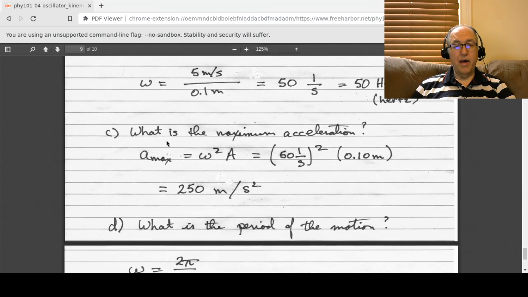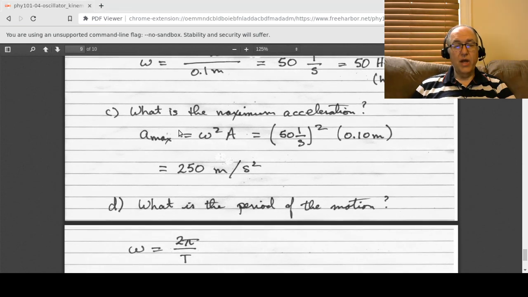And again, if you take a look above, you'll see an equation that relates A max, the maximum acceleration, the amplitude, and the angular frequency: A max is equal to omega squared times A. Okay, and we know omega and we know A, so we can plug in. Omega is 50 per second, and A is 0.1 meters, okay? And so if you do 50 squared times 0.1, you get 250, and that's how the number comes about.